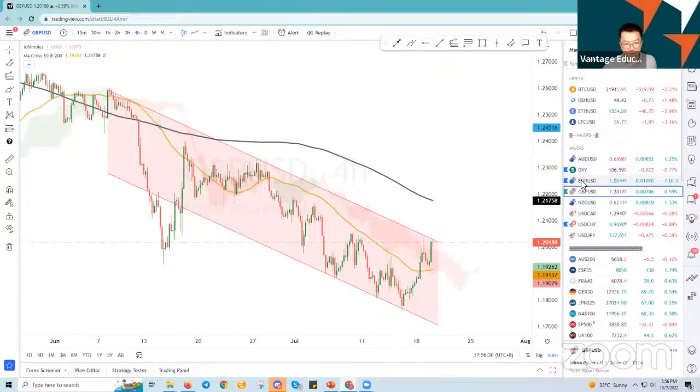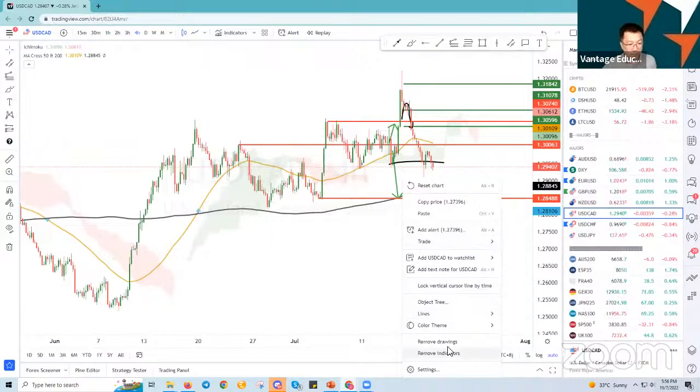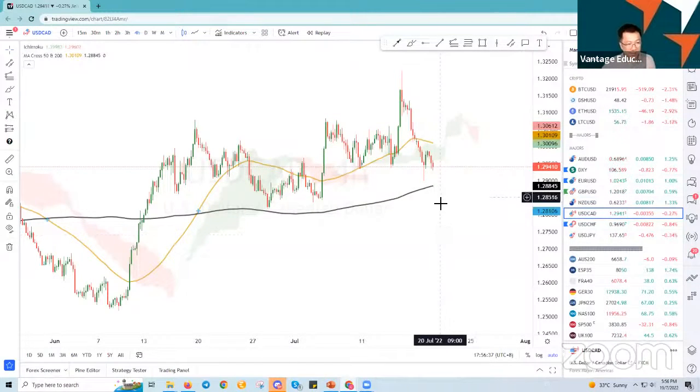We've done most of the major pairs. US CAD was one of the ones that I was quite keen on. You can see that US CAD broke below that 50 MA, tracking lower. It's between that 50 and 200 now. I'll say be a bit careful. What you could be looking for is if the price continues trading lower. If we do see that price break below the 200, we could see further downside.